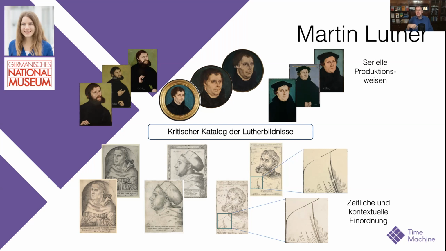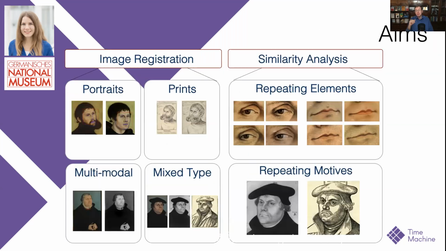Can you find the sequence in which the prints have been produced? This can also be done by analysis of image registration. You try to map them into the same space, or you do similarity analysis on repeating elements. And here we see repeating motifs.